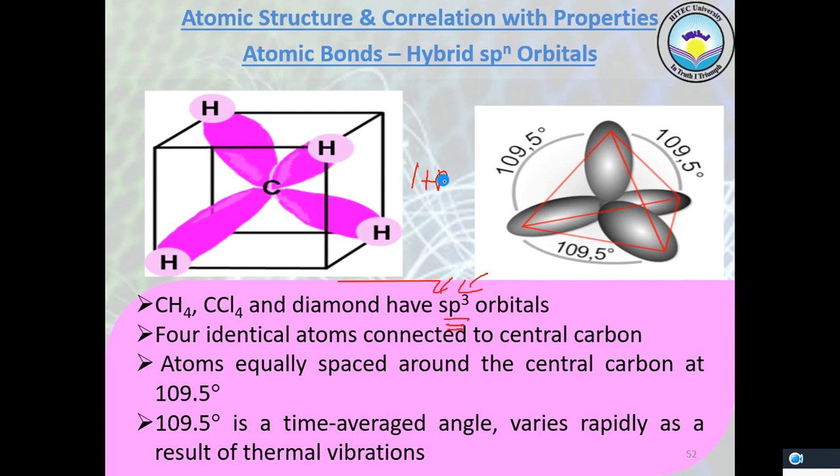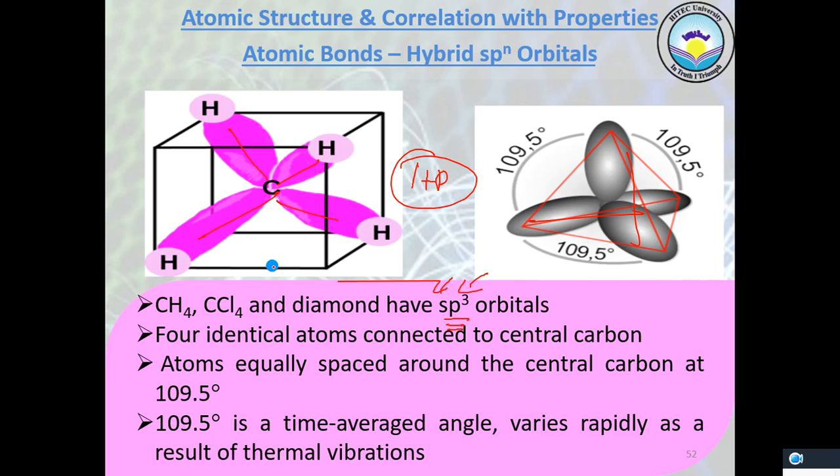It will basically make a total of 4 bonds. So here you can see this is the first bond, this is the second, this is the third, this is the fourth. Similarly 1, 2, 3 and 4. So a total of 4 bonds exist.